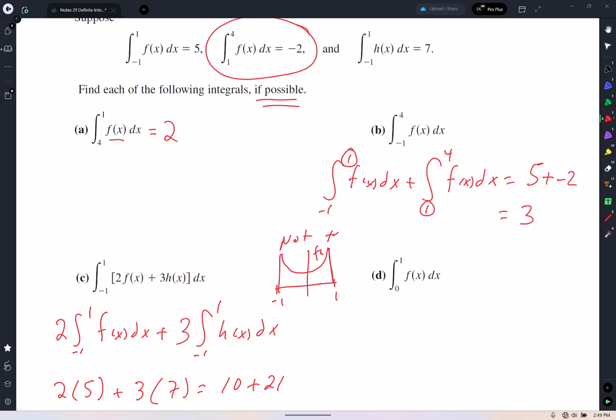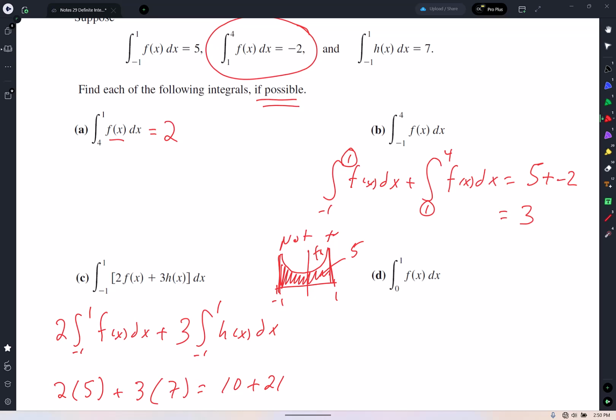So if I were to tell you that the area under this curve is 5, could I figure out what the area under the curve from 0 to 1 is? Yes, because it's symmetric on the y-axis, and we would just take that 5 and divide by 2, and then we would say this answer is 2.5, if they would have said that.